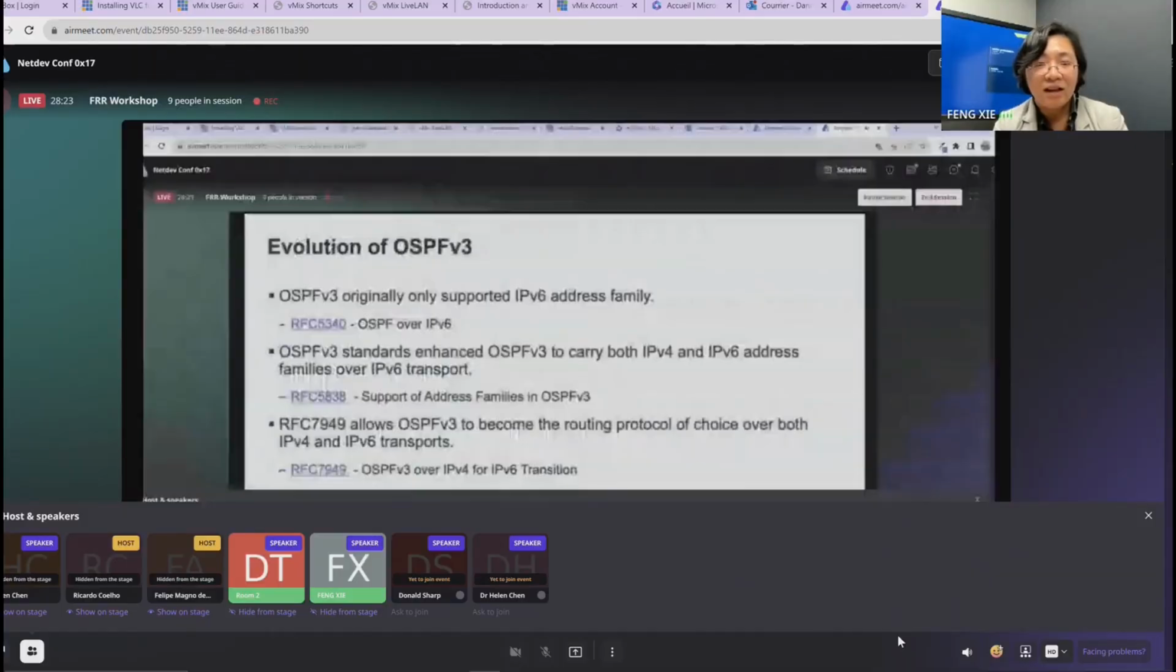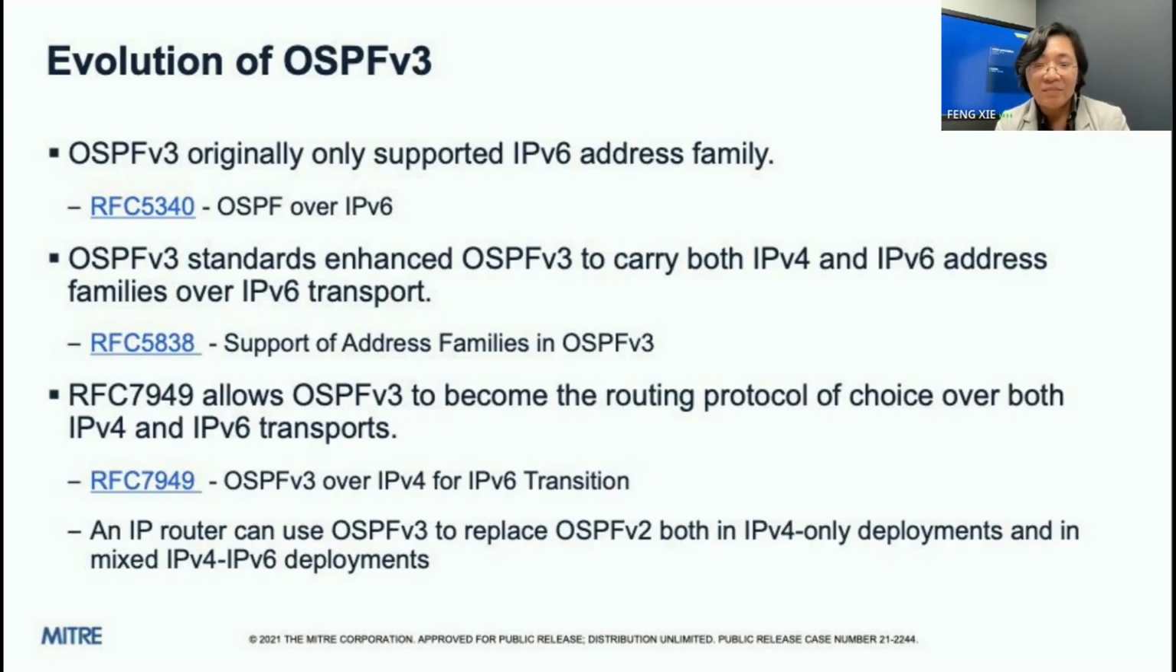After that, RFC 7949 made a change such that now an OSPF v3 PDU could be carried over an IPv4 header. And that makes OSPF v3 essentially dual stack: not only can it advertise IPv4 and IPv6, it can also operate on IPv4 and IPv6, one or the other or both. So that's a little bit of the history.